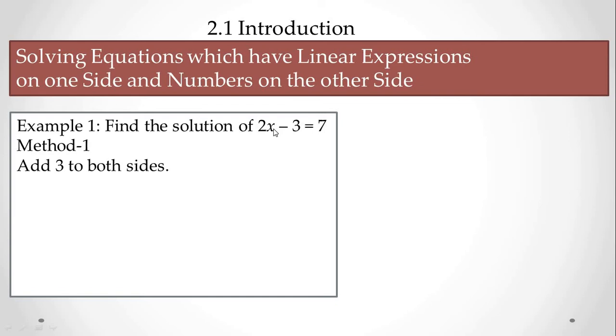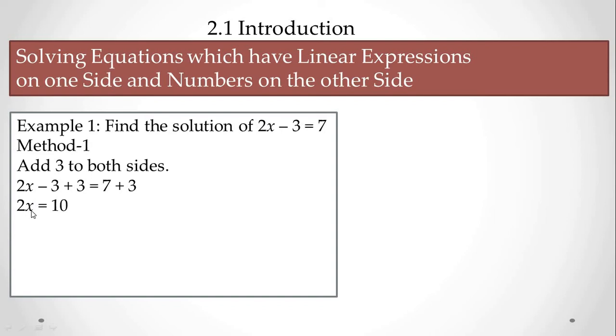As we are finding the value of x, we are adding 3 to both sides because minus 3 plus 3 will be 0. So you see 2x minus 3 plus 3 equal to 7 plus 3. Finally after calculation, 2x equal to 10. Now along with x, 2 is there and I want the value of x.